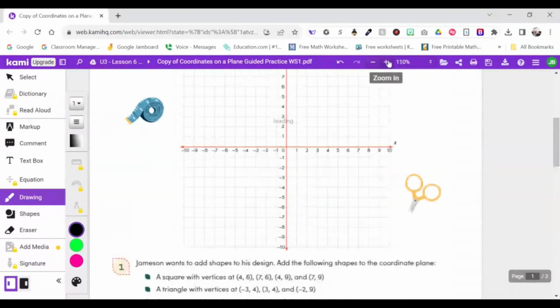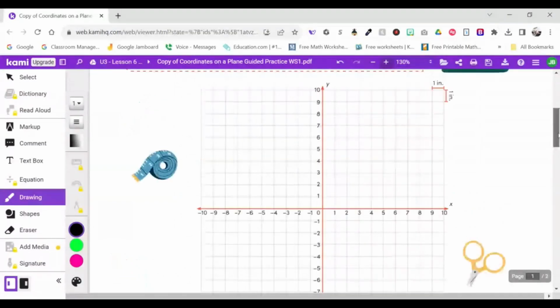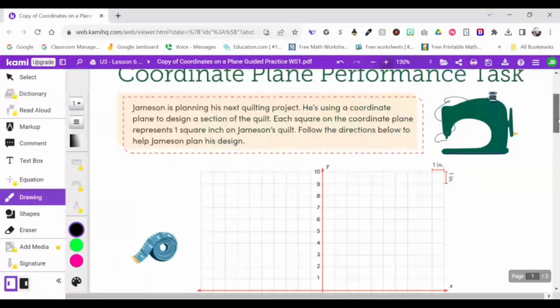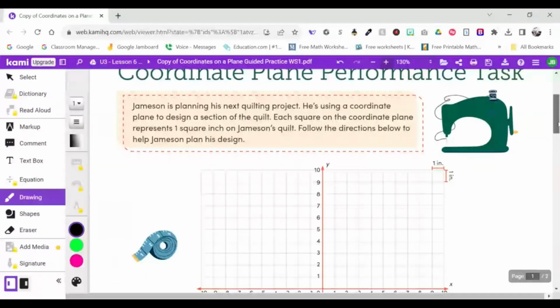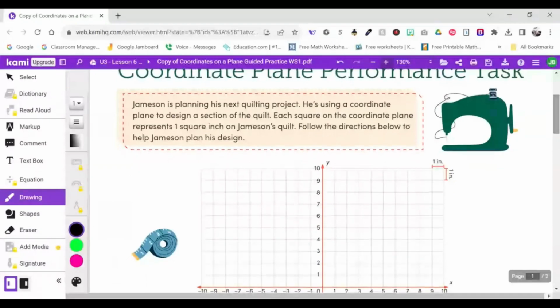It says up here at the top, Jameson is planning his next quilting project. He's using a coordinate plane to design a section of the quilt. Each square on the coordinate plane represents 1 square inch on Jameson's quilt. Follow the directions below to help Jameson plan his design.